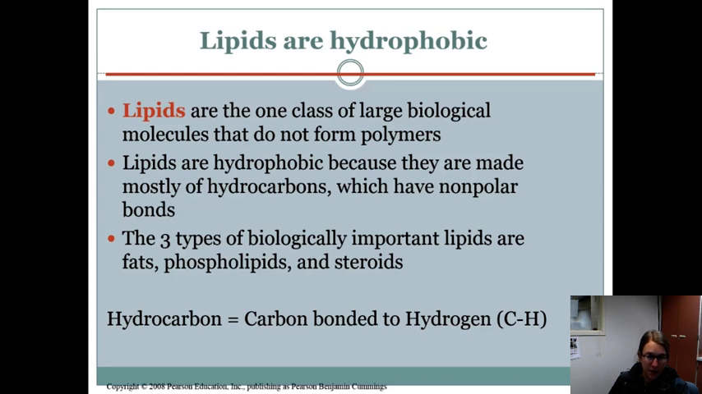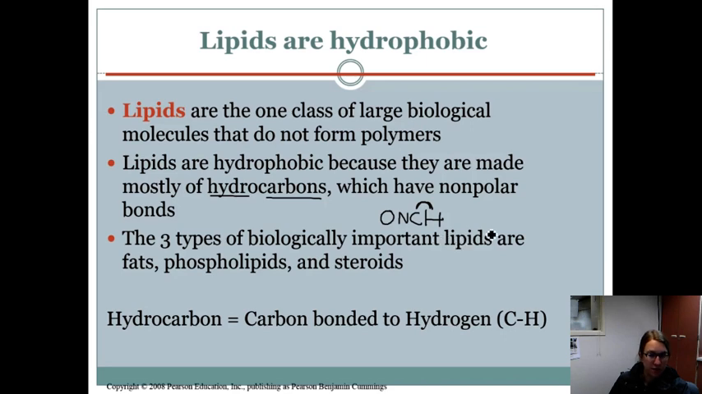Let's talk about lipids now. Lipids are the ones that don't form polymers. They mostly have the elements carbon and hydrogen, so we call those together hydrocarbons. And if you remember from our last section, the C and H are neighbors, and neighbors make nonpolar bonds. They're going to share their electrons equally, which means they're not going to have any partial charges, so they're going to be nonpolar and hydrophobic, so they don't dissolve in water very well. Oil and water don't mix.